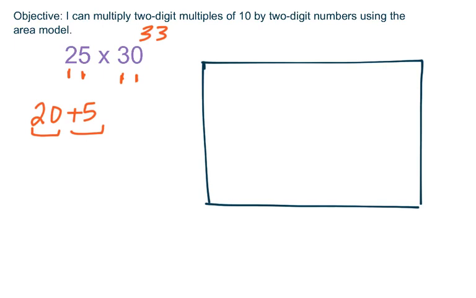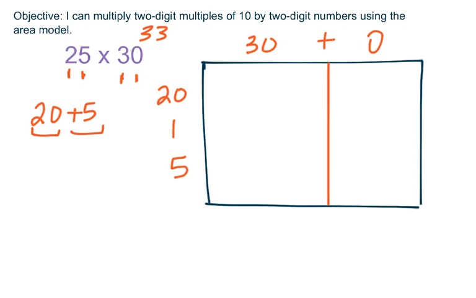So I know that I have two numbers I'm splitting into, so I'm going to put 30 and 0, which tells me I need 2 sections to my rectangle. So 30 plus 0 gives me 30. And I know here on the side that 20 and 5 give me 25. And I'm going to draw my line across. So I have 4 boxes here.